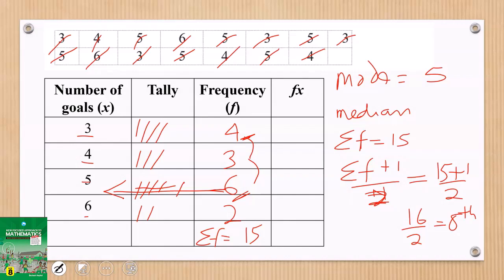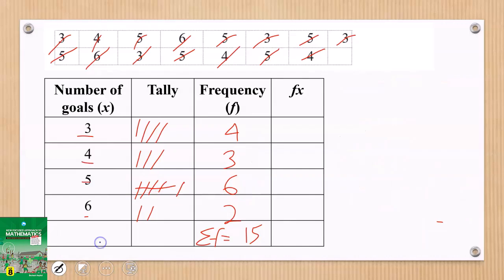median, sorry, the mean. Now to find the mean, remember we use the formula: mean, that's x bar, equals the summation of fx over the summation of f. Remember this one too. Yes, so we have to find the fx, and the x represents our number of goals, and then the frequency comes for the f.